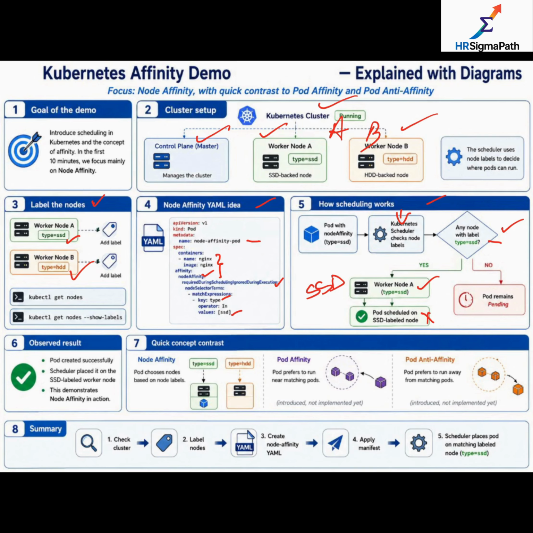Node affinity tells Kubernetes not to place the pod randomly, but to place it only on the node that matches the label condition. So the flow is: first of all check the cluster, then label the nodes, then create a YAML file and apply the manifest, and then the scheduler places the pod on the matching node. Thank you, and we are moving forward to practice all these conditions and the affinity rules.